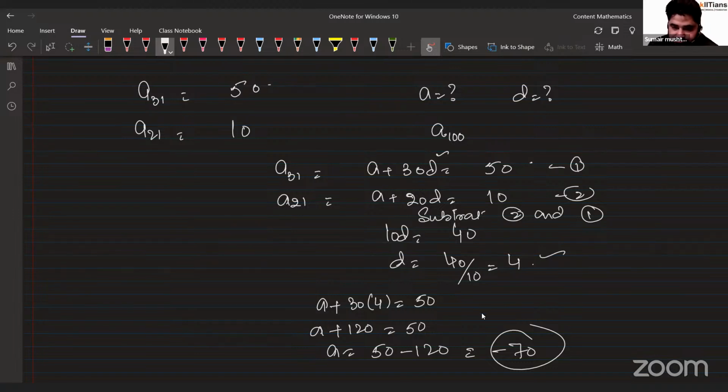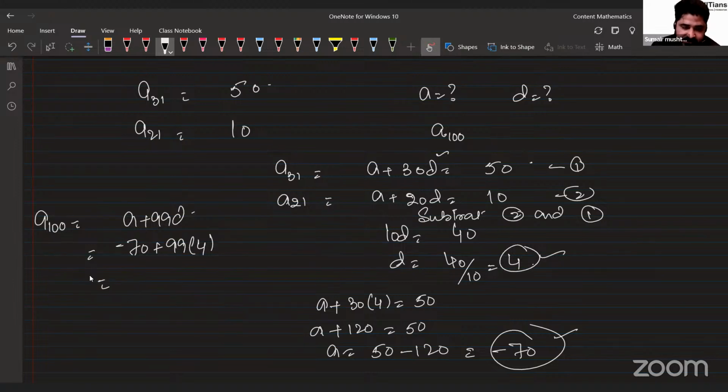Come on, tell me. This is a, sorry, this is d. I have a100. How can I find a100? That is a plus 99d. That's equal to negative 70 plus 99 times 4. This can be done, isn't it? That is 396 minus 70. How much is it? That is 326.